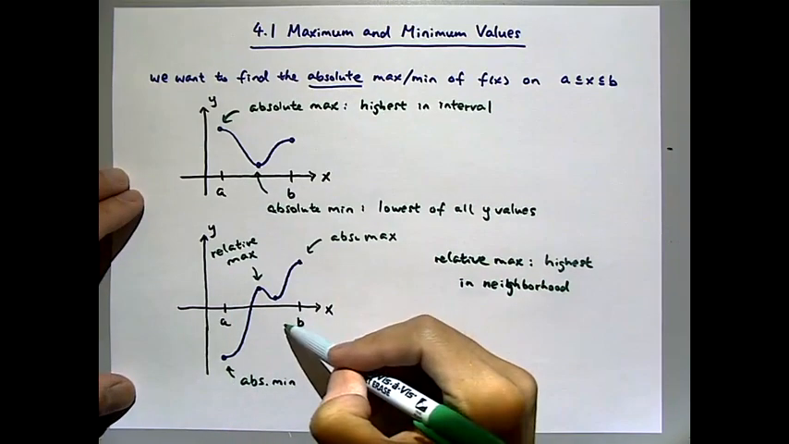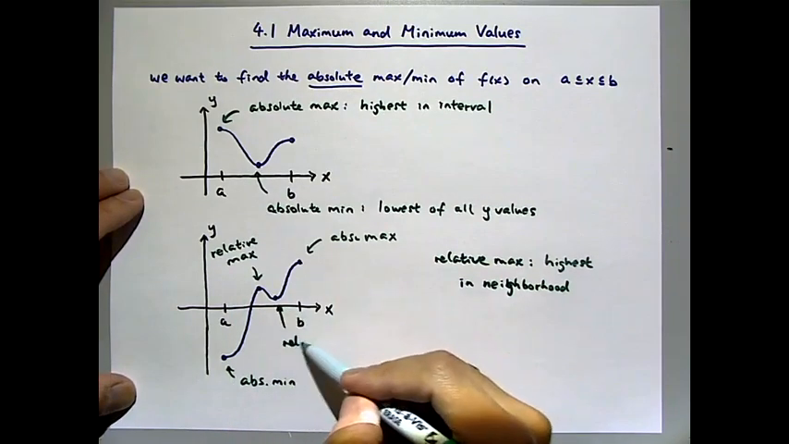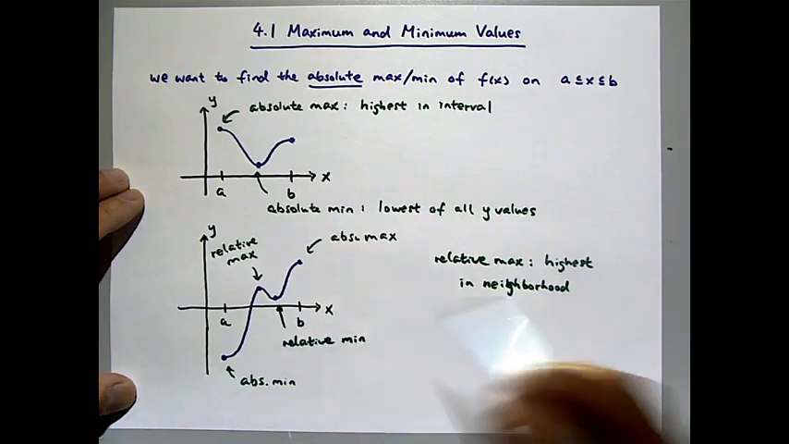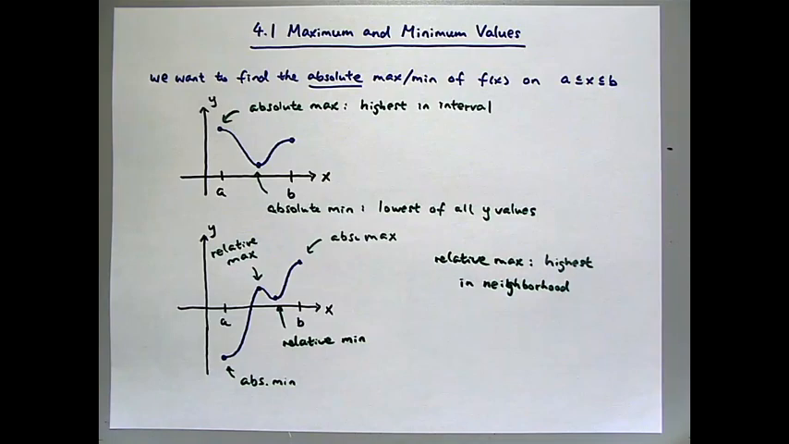This one right here is the relative minimum. We'll talk more about relative max and min in a later section, but for now we're going to focus on just the absolute stuff. Okay, let me sketch two more, and then we can find out what kind of features we have to look for when we try to find these things.